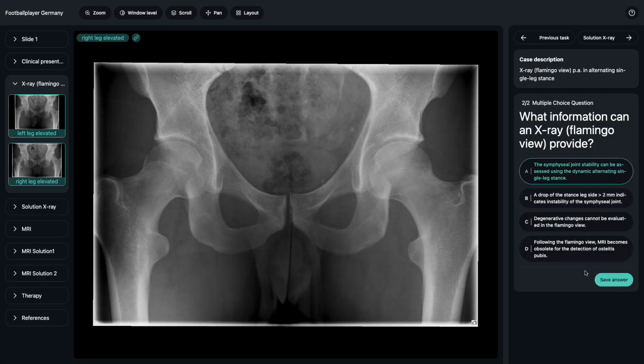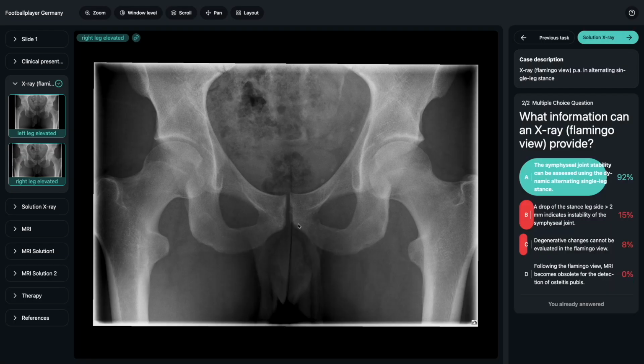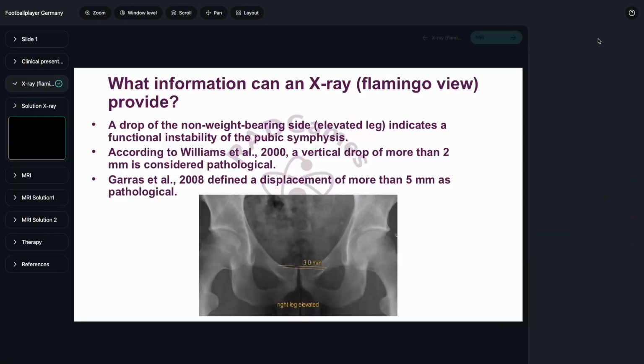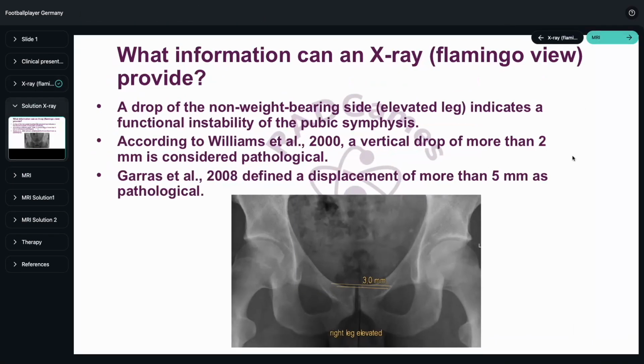In case of symphysial instability, we often observe a vertical shift of the swing leg side compared to the stance leg side. In our patient, the swing leg side drops by 3 mm compared to the stance leg side. According to Williams et al., this finding is consistent with vertical instability.